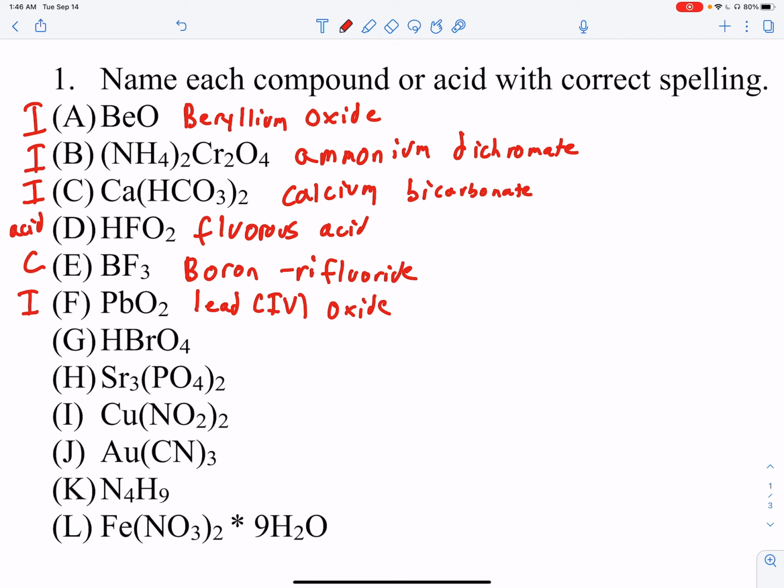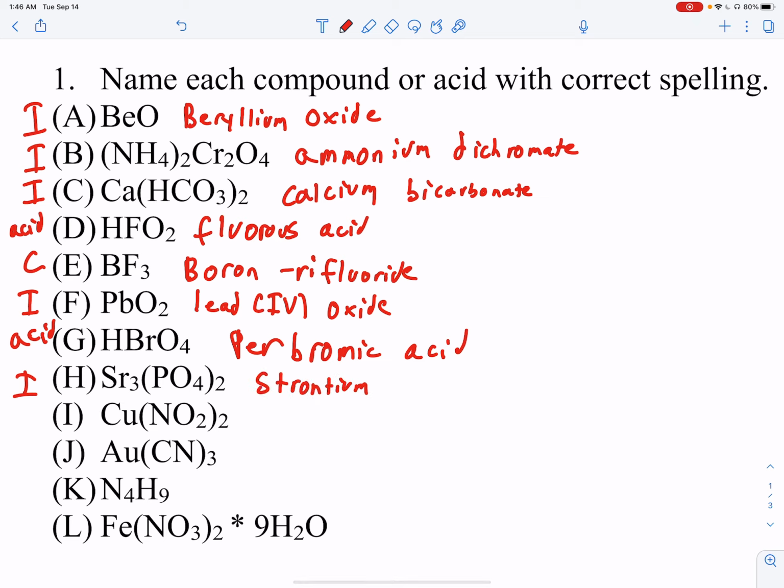All right, G is an acid, same reasoning as above. And I'm not going to explain the nomenclature on this one, but there's 4 oxygen, so you put the prefix per, and it's also ic. It ends in ic when there's 3 or 4, so it's perbromic acid. All right. Letter H is an ionic compound. It's between a metal and a nonmetal. So this is strontium, and that PO4 is called phosphate. It's a polyatomic ion. Okay.